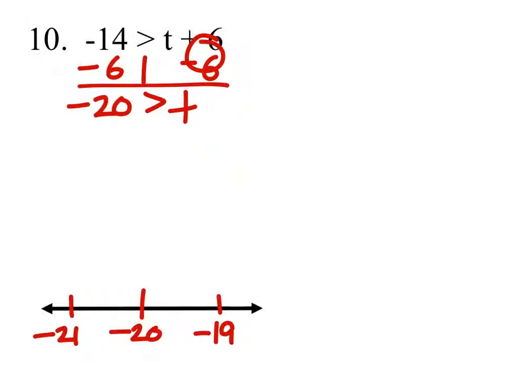This one is not equal to, which means negative 20 is not actually a solution, but it is where it would be equal. So we have an open circle at negative 20. This one is not eating the t, so it would go to the left of that circle. So again, this means any number to the left of negative 20 would give us a true statement in the original inequality: negative 14 is greater than t plus 6.